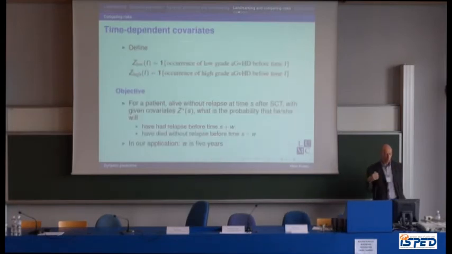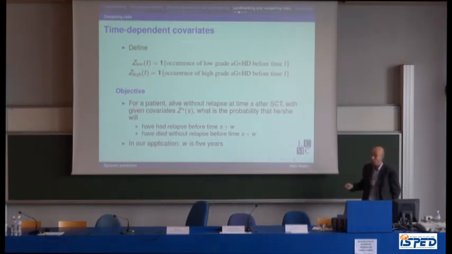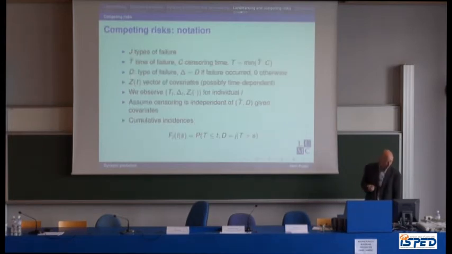The dynamic part is that I want to do this for a patient for whom I know that the patient is still alive without relapse at some time, maybe 1 year after transplantation, and other covariates. I want to know what is the probability that he or she will have a relapse within the next, I chose, 5 years? What is the probability that this person will die without a relapse in the next 5 years? Those are the things I want to know. And I want to take into account time-varying covariates, like the occurrence of low-grade or high-grade acute graft-versus-host disease. Not so ambitious as what Thomas was trying to do, but still it's a time-varying covariate.